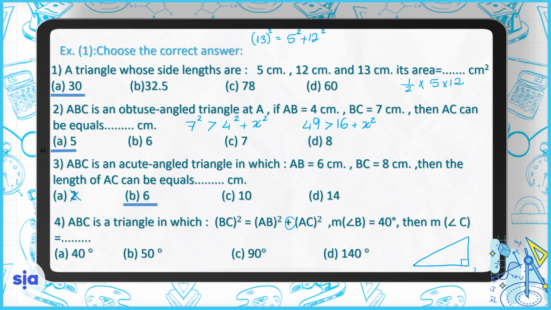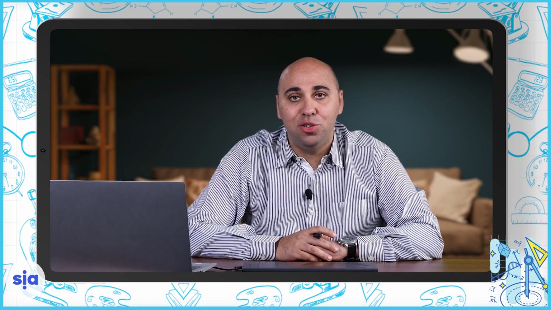So here this is A and here is the B, here is the C. So if B is 40, what is the measure of angle C? The measure of angle C is 90 minus 40, which is 50 degrees. Let's now go to exercise number 2.